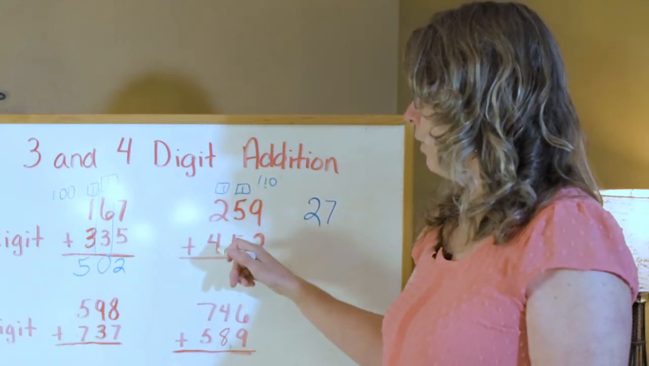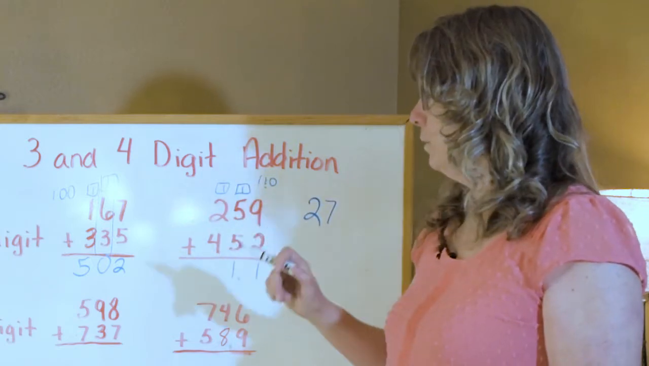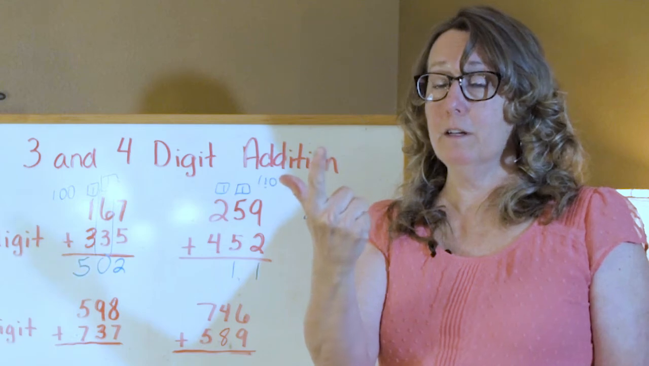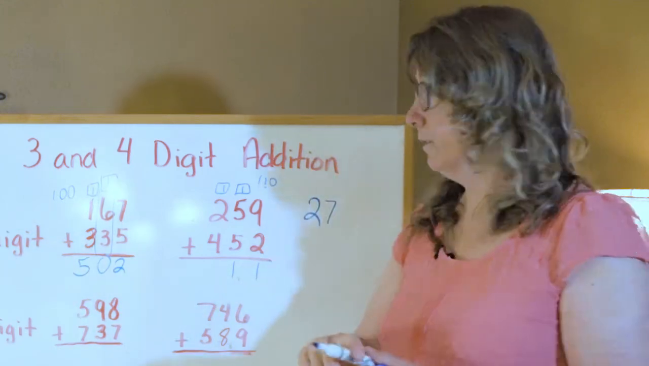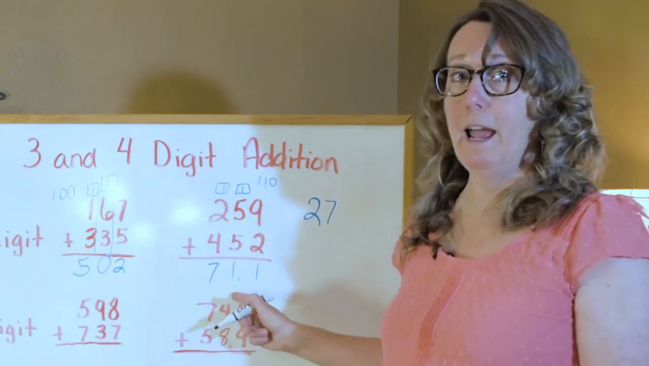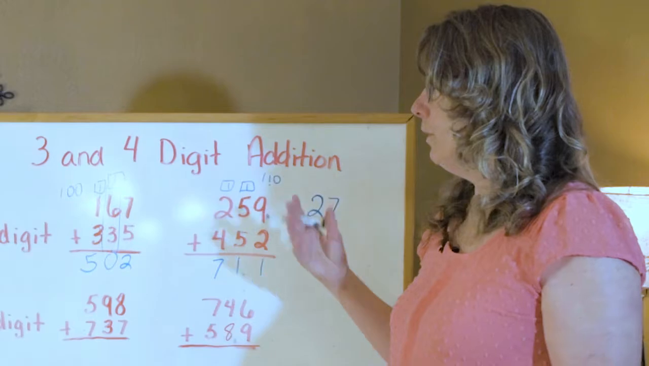So we're going to add 400 plus 200 plus 100. So 400 plus 200, 400, 500, 600, plus one more is 700. So our answer is 711. Okay? So those are our 3 digits.